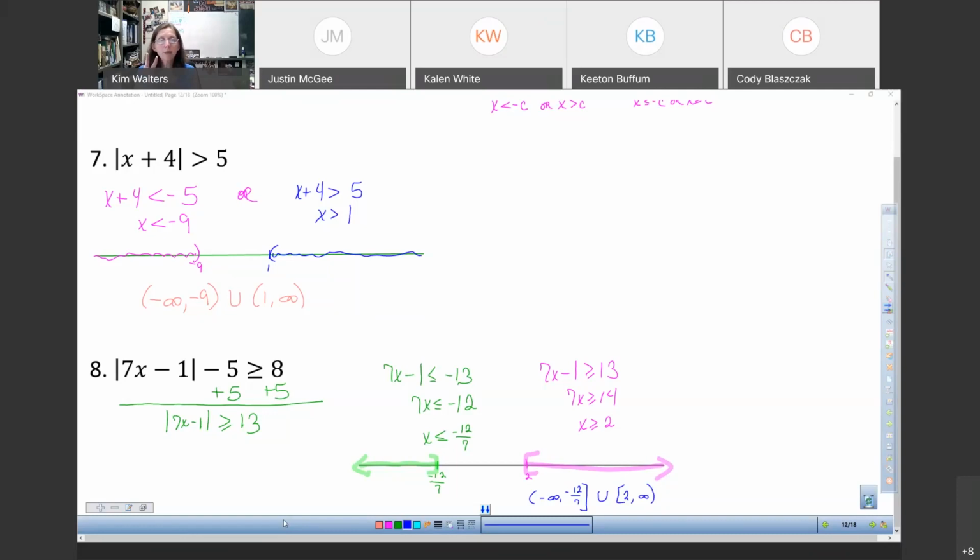With the absolute value greater than or equal to, I always like to think of it as meaning I have more solutions. So that's why I have those two inequalities to solve. Less than means I have fewer, I just have one to solve.